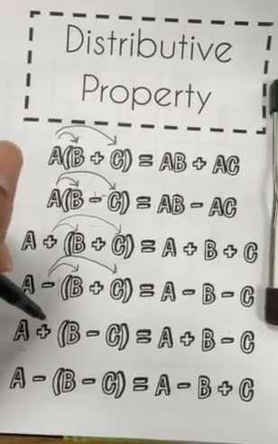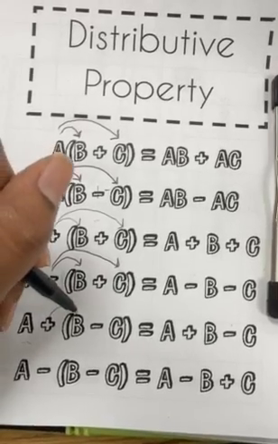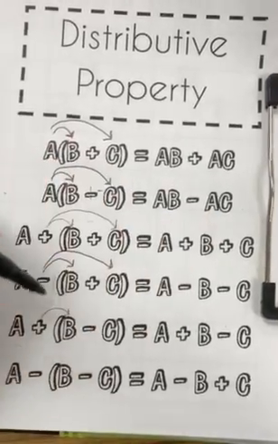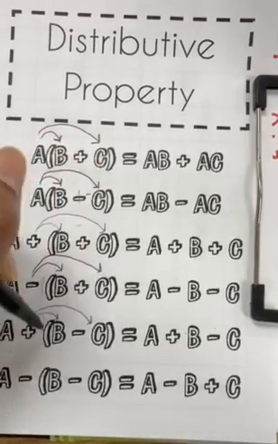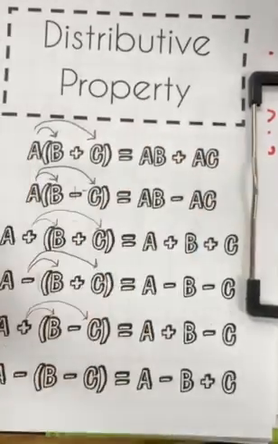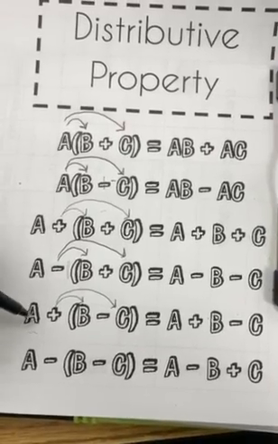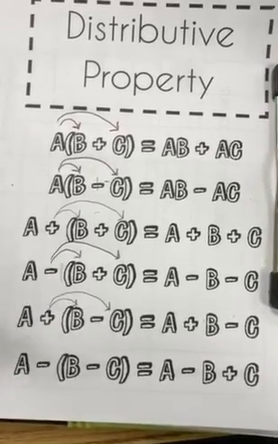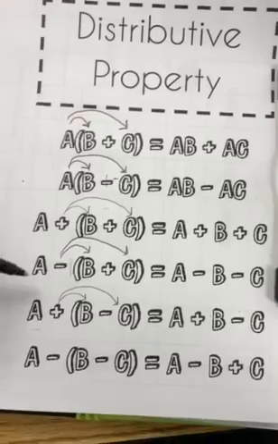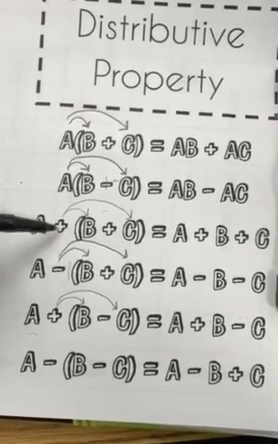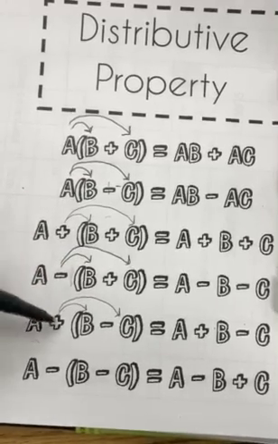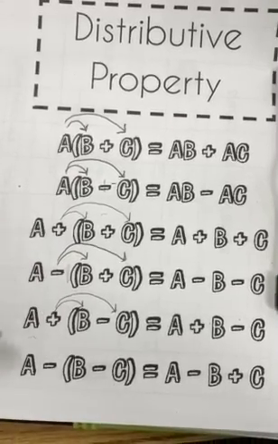Now here we've got a positive being distributed to a positive, so our sign stays the same, and a positive being distributed to a negative. Positive times a negative is going to give us a negative product. So A plus B minus C is going to stay the same. That one's very similar to this one. Whenever you're distributing just a positive sign or a plus sign, that doesn't really change your problem at all.